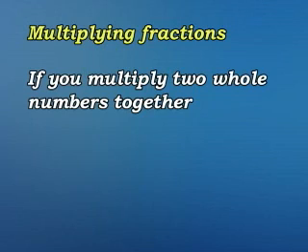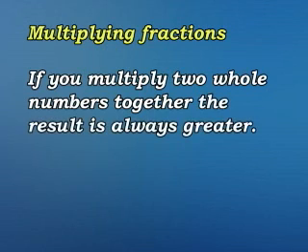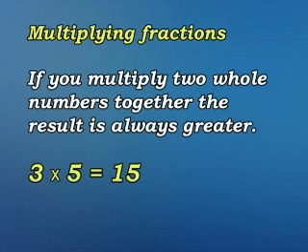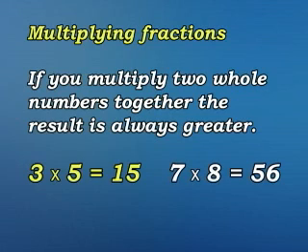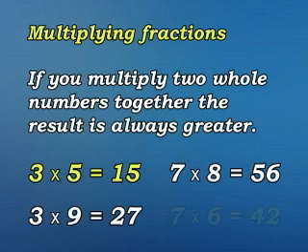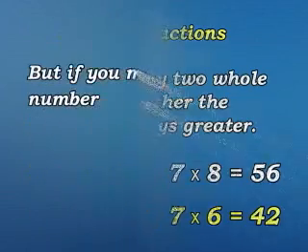I'm sure that you know if you multiply two whole numbers together, the result is always greater. For example, 3 times 5, that's 15. 7 times 8, that's 56. 3 times 9, 27. And so on. The result is always greater.